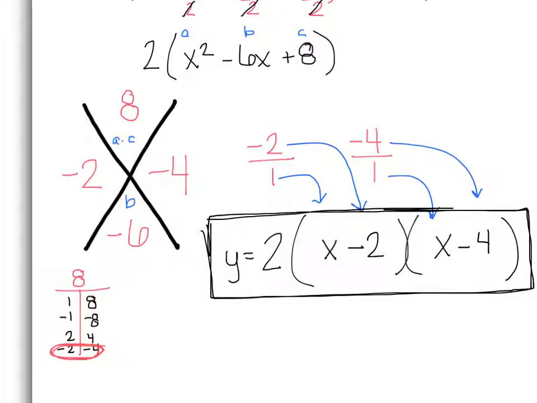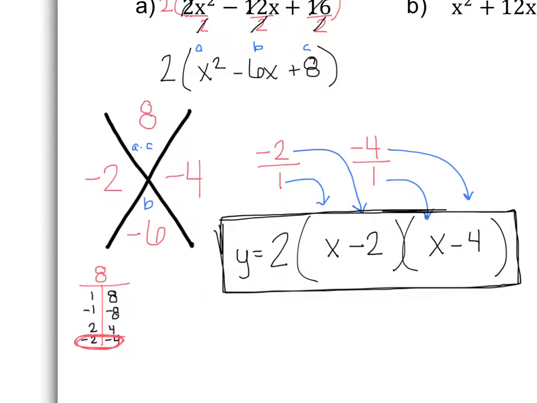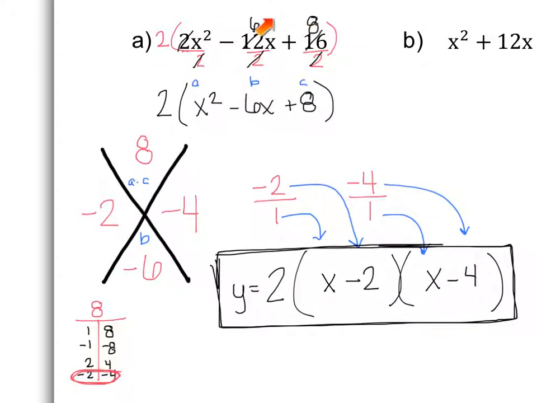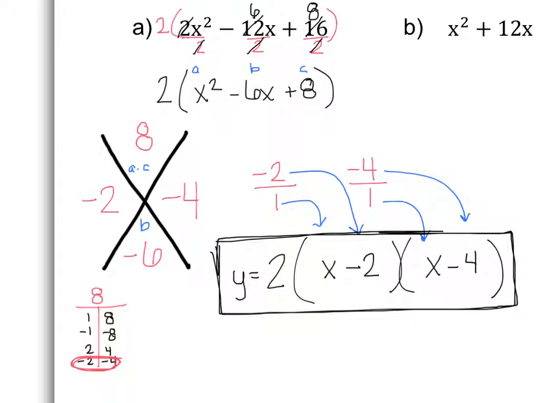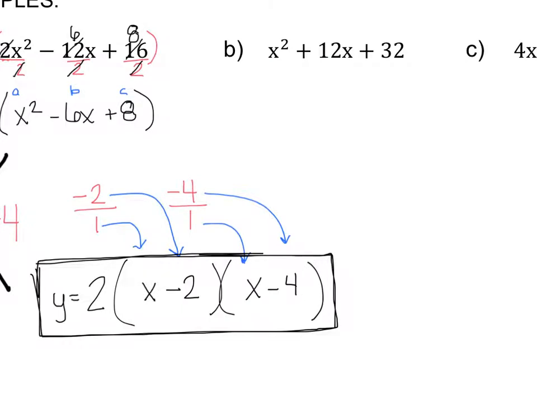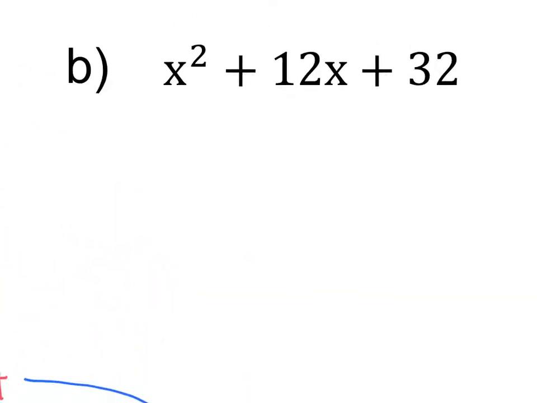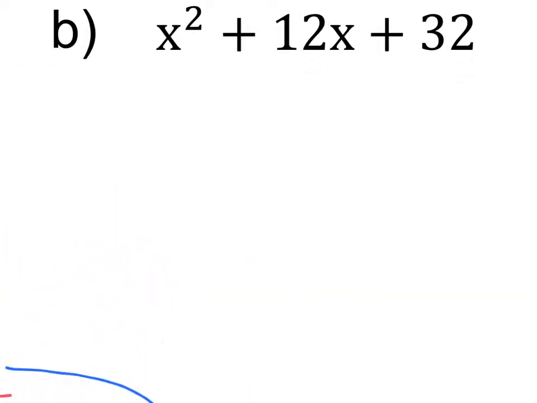If you FOILed these back out and then distributed the 2 into everything, you would come back to this original expression. All right, pause the video if you need to write any of that down. And we will keep going and do some more examples. All right, so let's try example B here.